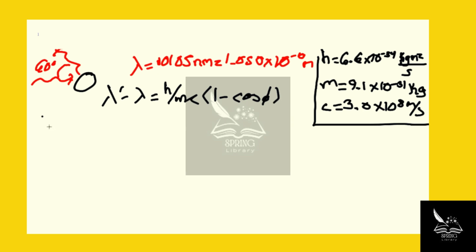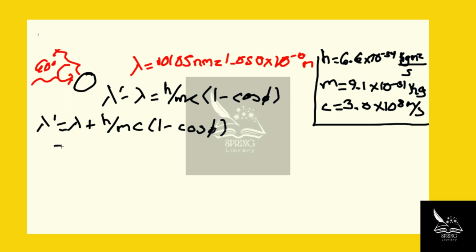So we can rewrite this to get the new wavelength in terms of all the other variables. Lambda prime equals lambda plus h over mc times 1 minus cosine phi. The initial wavelength is given to us in the problem statement. It's 0.1050 nanometers, or 1.050 times 10 to the negative 10th meters. I've written out what h, m, and c are over in this box on the right, and phi is 60 degrees, so cosine of phi is cosine of 60 degrees, or 1/2.